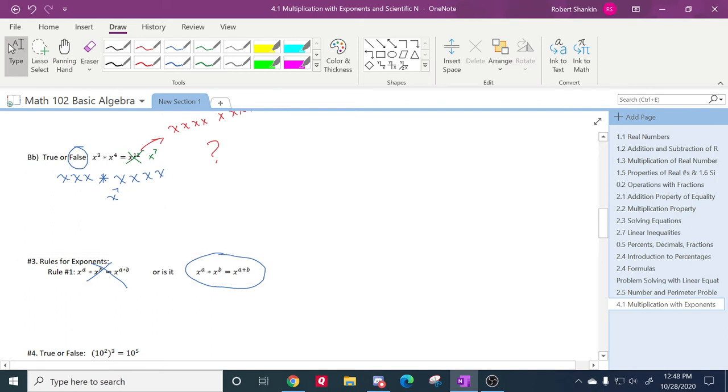So, that's the rule. And we say this rule in this way. When we're multiplying, and the bases are the same, we add the exponents. So let me write that out. When multiplying, if the bases are the same, add the exponents.